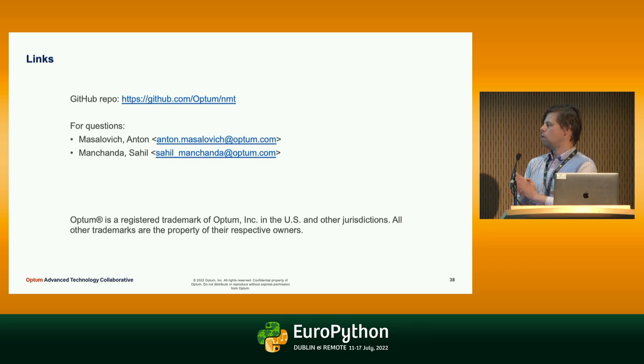And yeah, all of this framework that I was talking about is actually open source. So you can look at github.com optum nmt, and it will be there. If you have a need to evaluate machine translation engines for whatever reason, it's there, you can use it. And if you have questions, you can reach out to me or to Sahil here in the room.